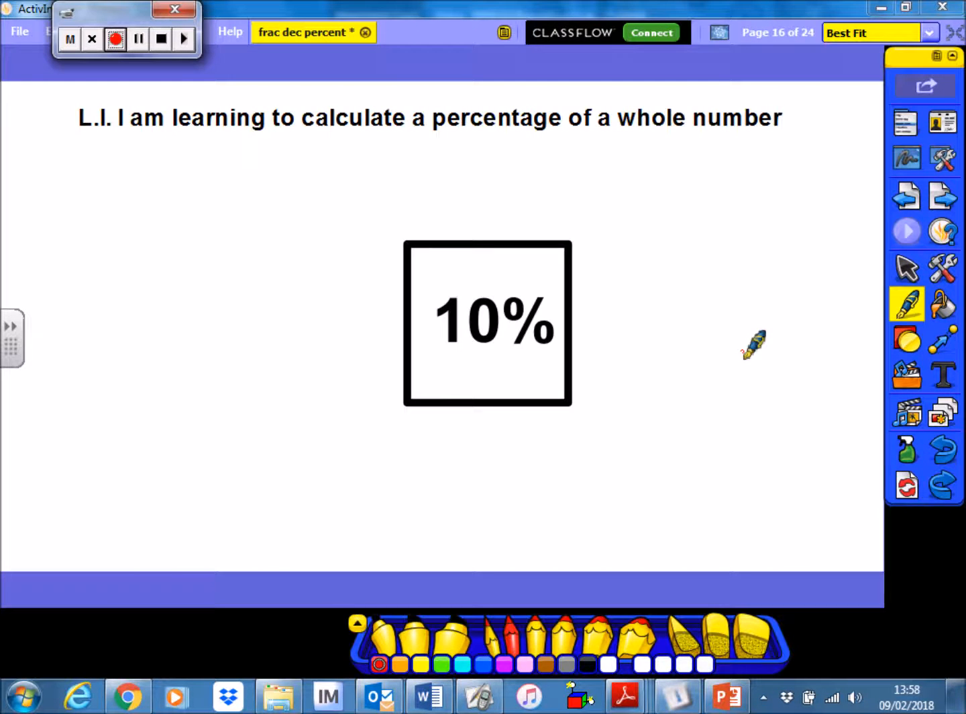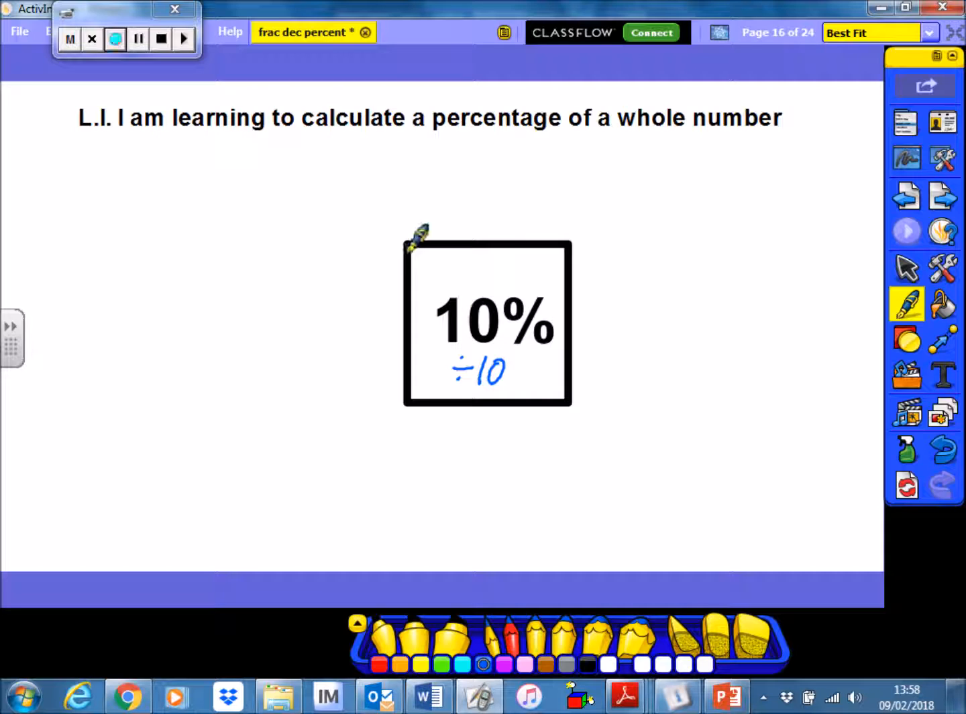Hi guys, in this video we're going to be continuing to look at how to calculate percentages of a whole number, but we're going to be working with some slightly more complicated percentages. Now, the main takeaway point for today is that 10% is your gateway percentage. What I mean by that is if you can work out 10% of a number, which you can easily do just by dividing by 10, you can then work out all the other percentages that you will need to work out.